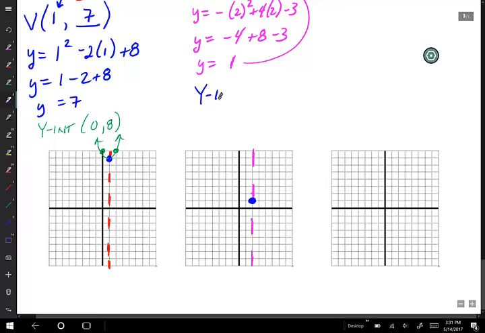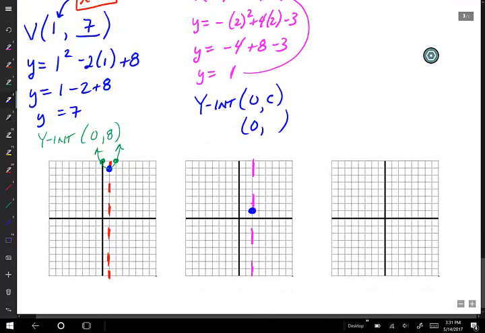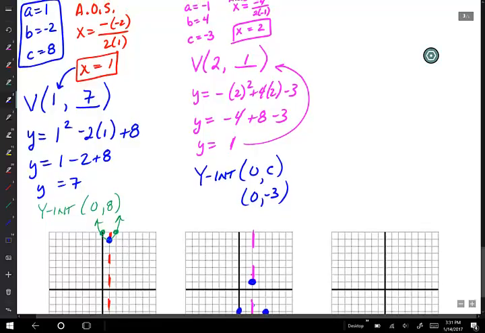Now my y-intercept, I'm going to come back to my problem. Remember that 0, c. So 0, negative 3. This is 2 points away from the dotted line, so we go 2 points on the other side. And then we can just think about, does this match up with our pattern?